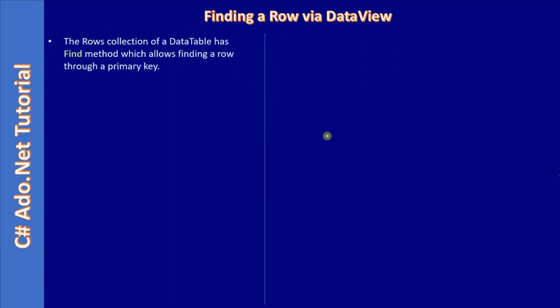The rows collection of a data table has a find method. We already saw that, which allows finding a row through the primary key, right? So if we have a data table, we make use of the rows collection and then we use the find method. The find method will take a primary key and thereby it returns a single row.